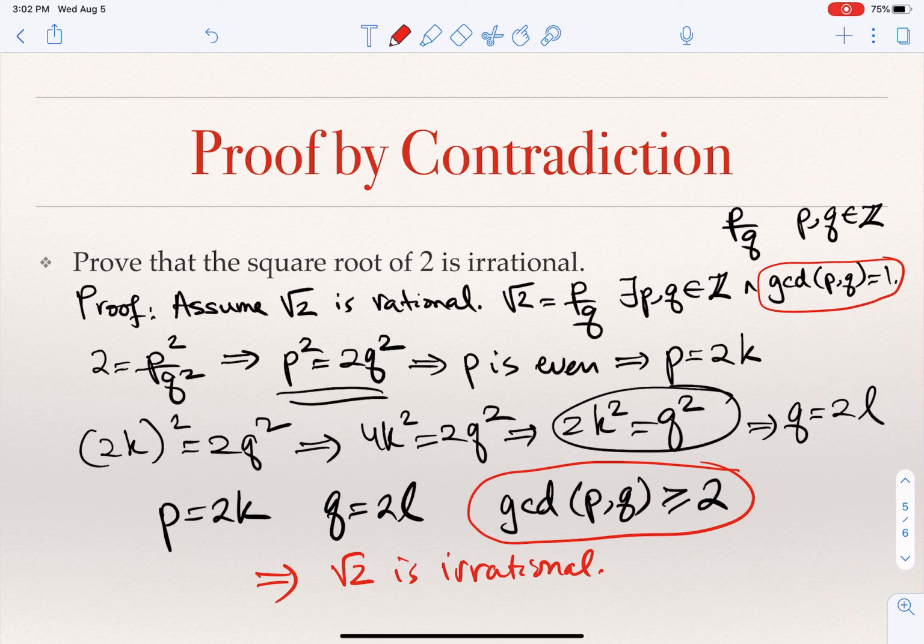And again, if we didn't make the assumption that the GCD of p and q is 1, suppose we got everything else right, then we would have got to the statement that the GCD of p and q is greater than or equal to 2. That doesn't contradict anything else. It does not contradict the assumption that p and q are integers. For this to become a contradiction, we had to assume that the GCD of p and q is 1. Again, the GCD, greatest common divisor here. So this is again a textbook example of proofs by contradiction.